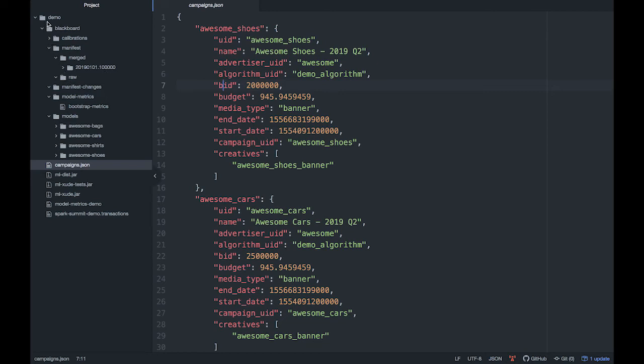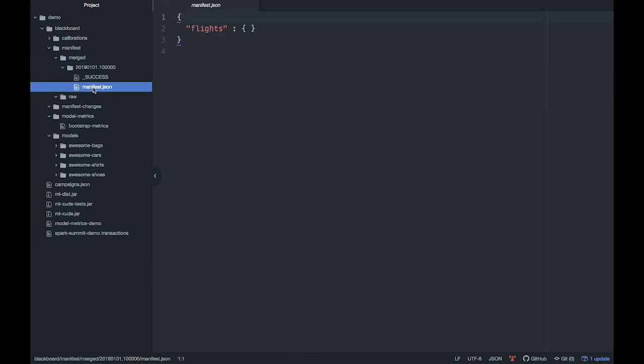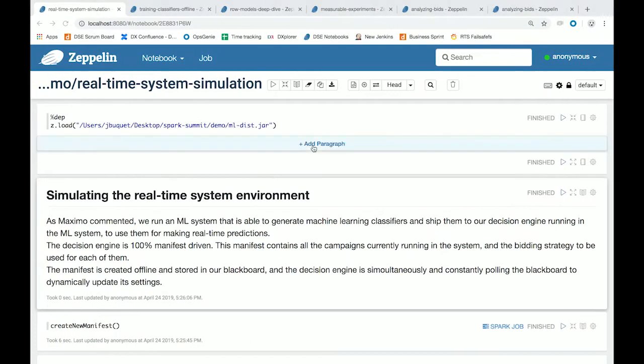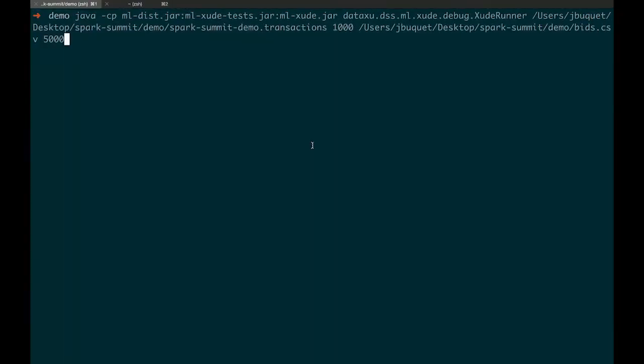You can see in my Blackboard, which is just a folder here, that it's almost empty. We just have an initial manifest that I created, which is empty because we have no data. The first time we run our infrastructure, before we have any data, we have nothing to put in our manifest. So let me run this Java process in my terminal, which will simulate the real-time decision engine. As Maximo mentioned, in production we are bidding on 3 million bid requests a second, but for this demo I will only be bidding on 1 bid request every 5 seconds.